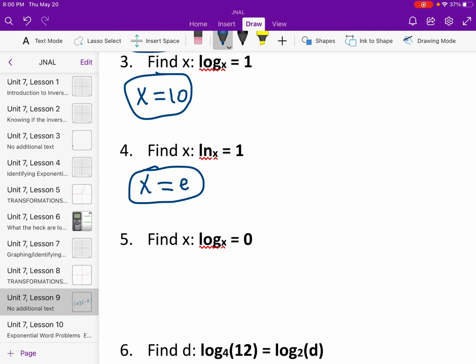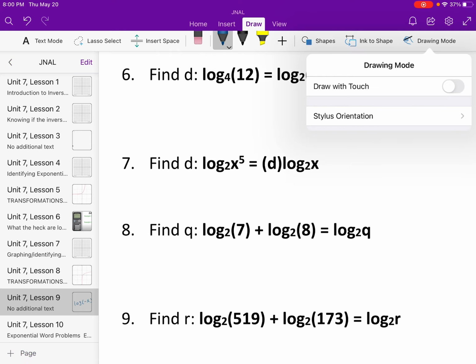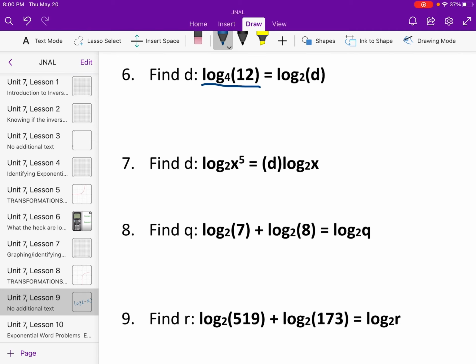5 says log of what equals 0. Anything that equals 0, we know that would have to be 1. Now, it's saying find d. Since we see that these are equal to each other, that goes back to that rule that the values in parentheses have to be equal to each other. So therefore, d must be 12.